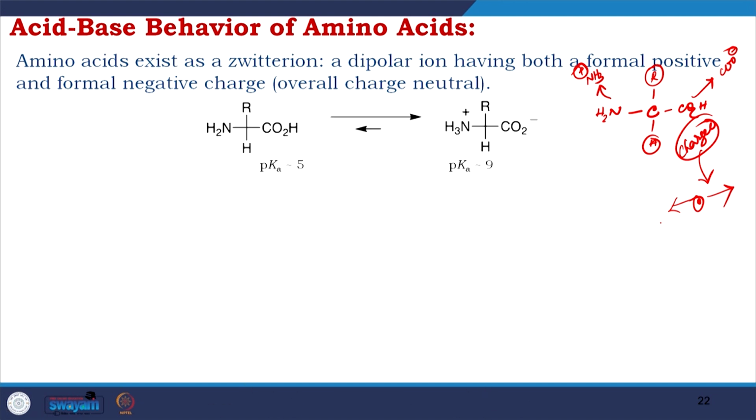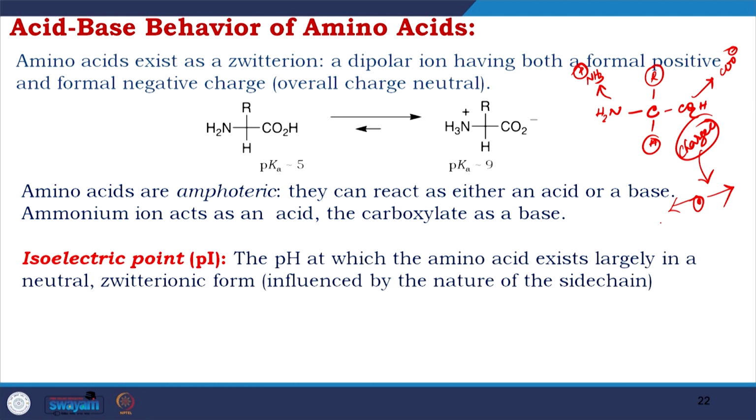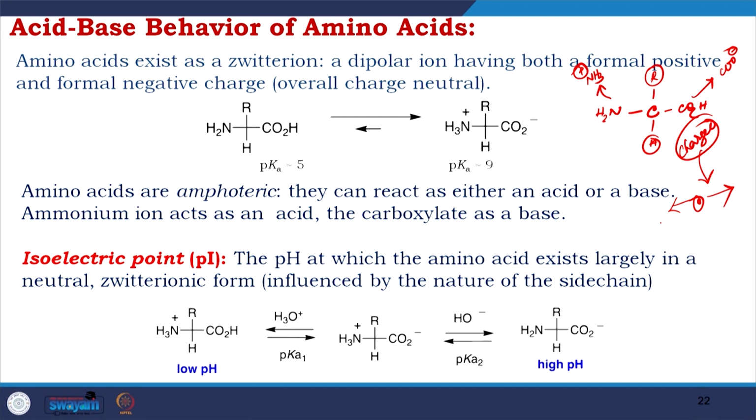So, as I told, you look at the pK and you see how they are behaving. They are amphoteric, they can react as either an acid or a base. Ammonium ion acts as an acid, carboxylate as base. What is isoelectric point or Pi? The pH at which the amino acid exists largely in a neutral zwitterionic form, influenced by the nature of the side chain, the 20 side chains we have.